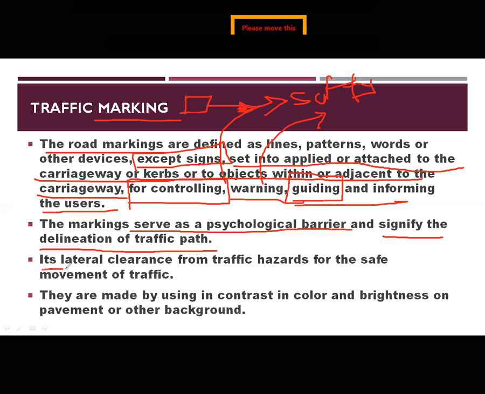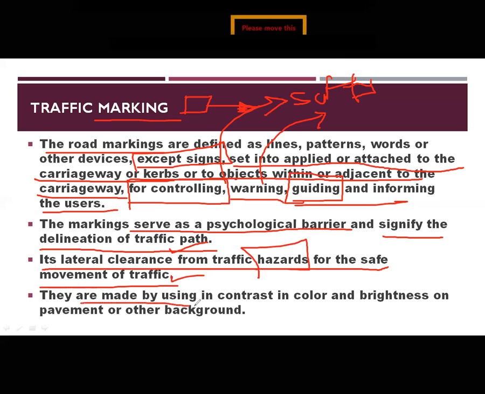It provides lateral clearance from the traffic hazards for the safe movement of traffic. Some clearance by the margin will be provided so as to avoid the hazard to the safe movement of traffic.